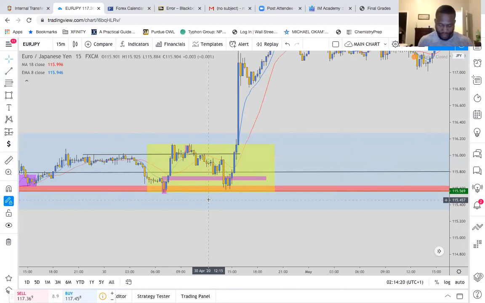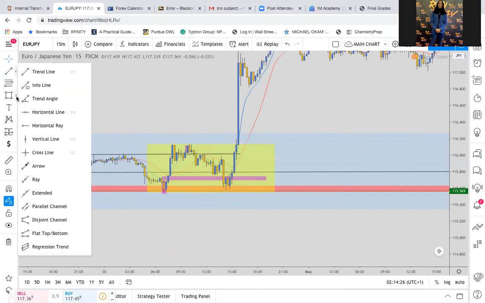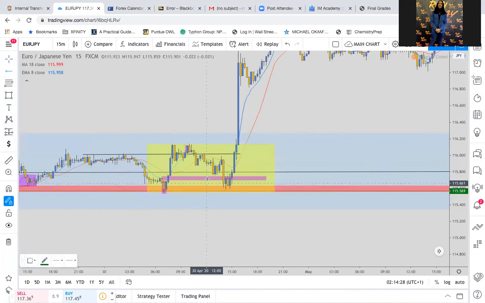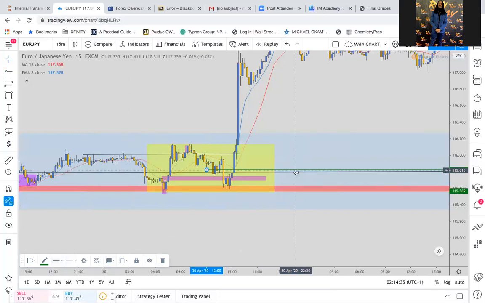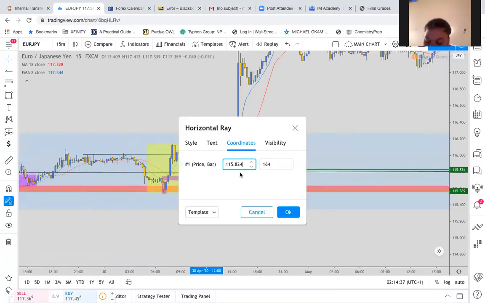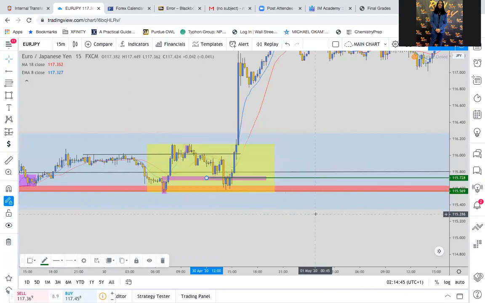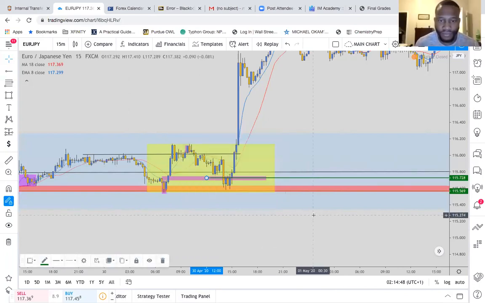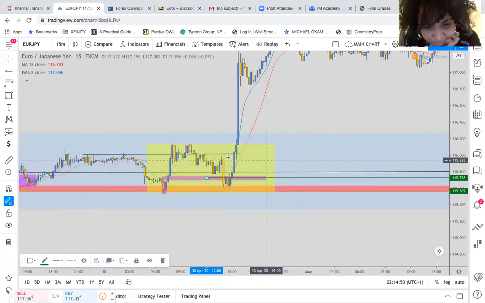So my entry was 15,6-something. You see it in the chat? This was my entry. I'm gonna make this bold. All right, this green line was 15,7 to close. Guys, this is my entry. This is my entry, right?